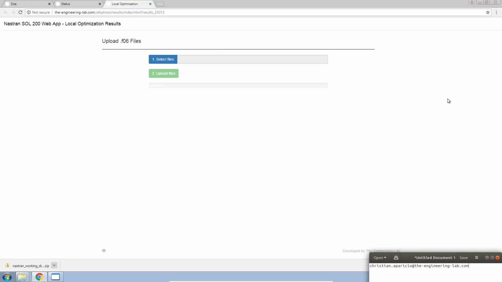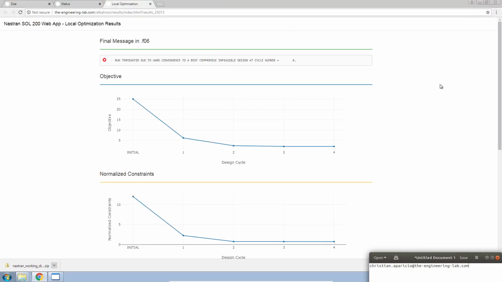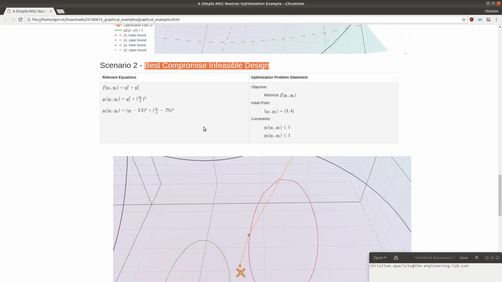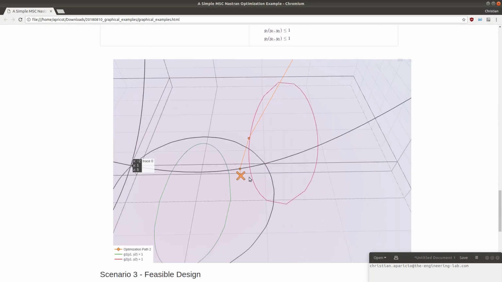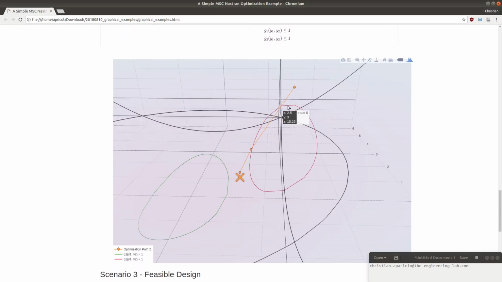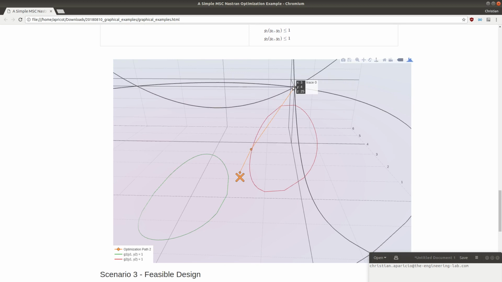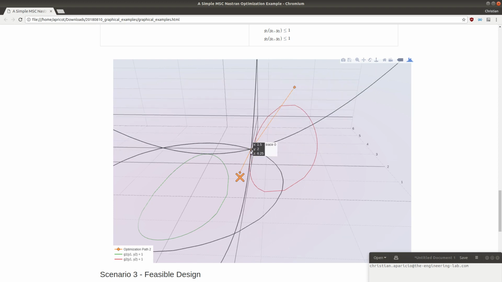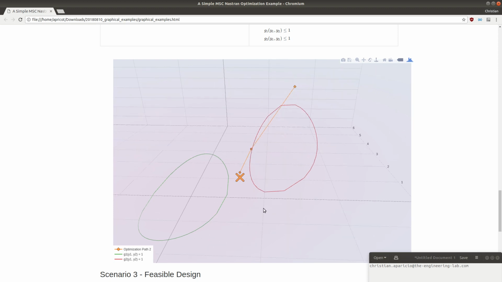So here, let's look at what we have. The message here reads, run terminated due to hard convergence to a best compromise infeasible design. So let's see what the plot shows. Like before, we started at a value of 3, 4, an objective value of 25. We go down to a value of 6.25.